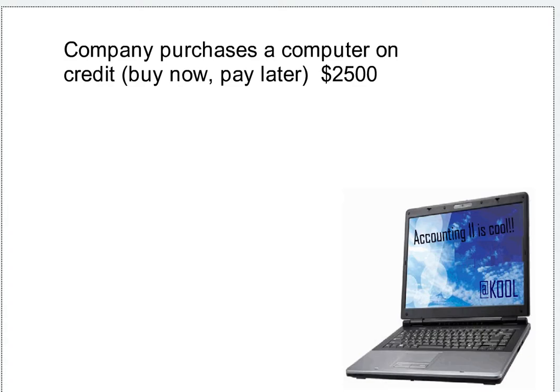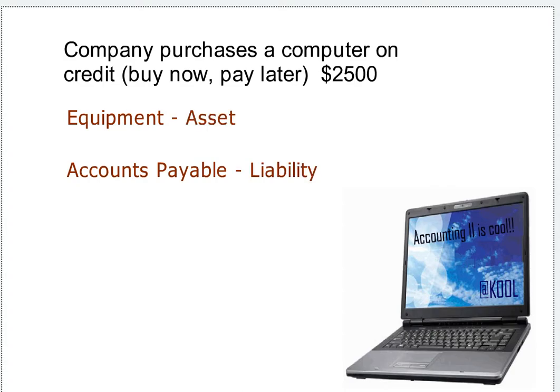The company purchases a computer on credit for $2,500. What two accounts are affected? The equipment account and the accounts payable, because we didn't pay cash for this computer. Equipment is an asset account and accounts payable is a liability account.